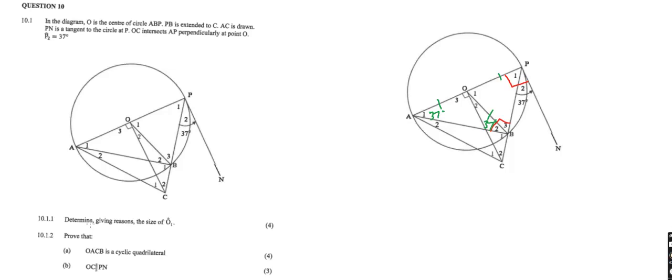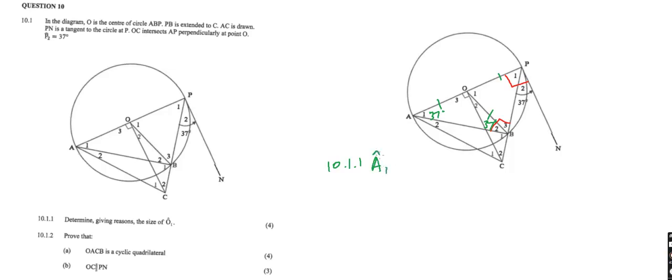They want us to determine, giving reasons, the size of O1. So since A1 is 37, A1 is subtended by PB at the circumference, but PB also subtends O1 at the center. So angle at center is twice angle at circumference. But our job is to first talk about how we got 37 for A1. So 10.1.1.